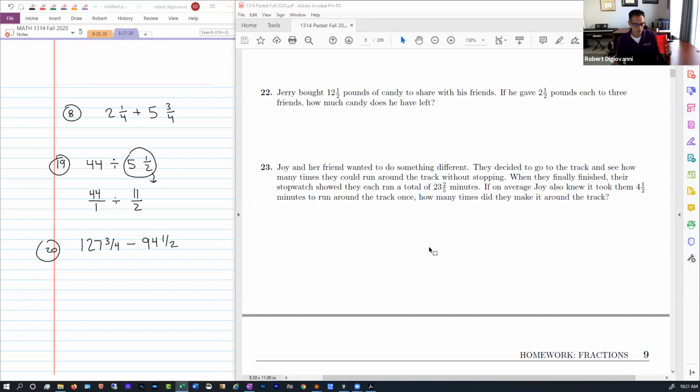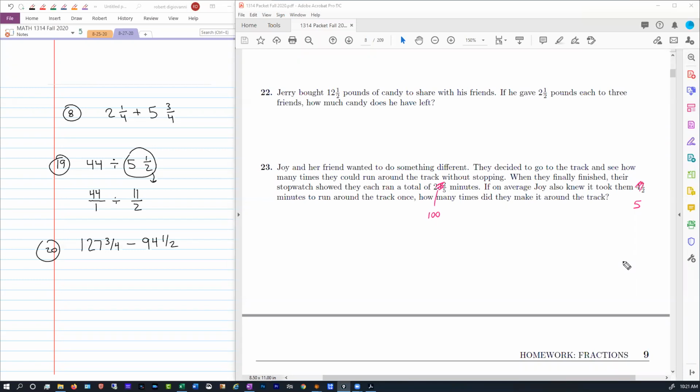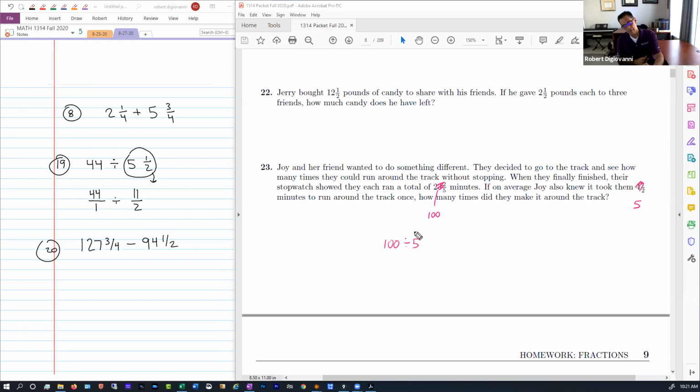What's the operation that we're going to be doing? Yeah, I'm thinking. Abby, can I change the numbers for you? Yes. Okay, what if this was 100 minutes, and what if this was 5 minutes? So what if it said that they ran a total of 100 minutes and on average it took them 5 minutes per lap? Then how many laps? You would what? Divide? Yeah, you would take your 100 and divide it by the 5.